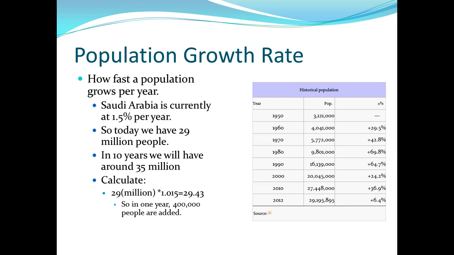Okay, this idea is population growth rate. This is basically how fast a population grows every single year. So, for example, Saudi Arabia is currently growing at about 1.5% per year. So today you have 29 million people. In 10 years, you'll have around 35 million people. How you can calculate that is you take 29 million multiplied by 1.015, and you get 29.43. What that basically means is you're adding over 400,000 people to your population every single year. That's really all that idea says.